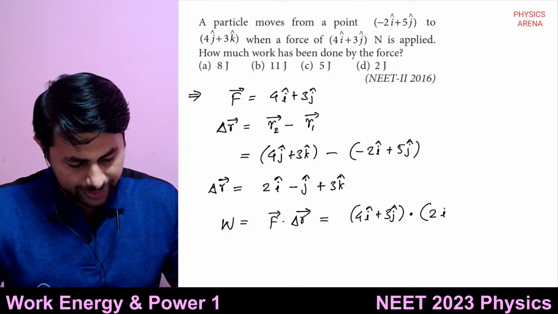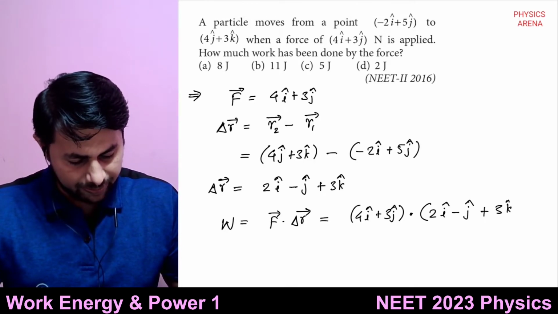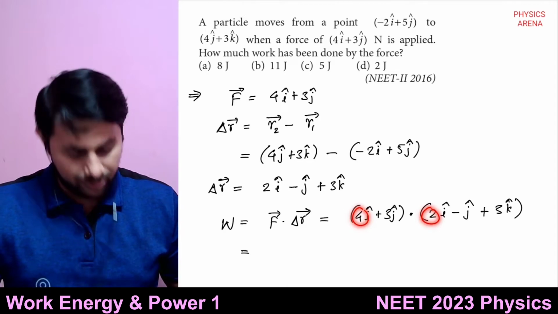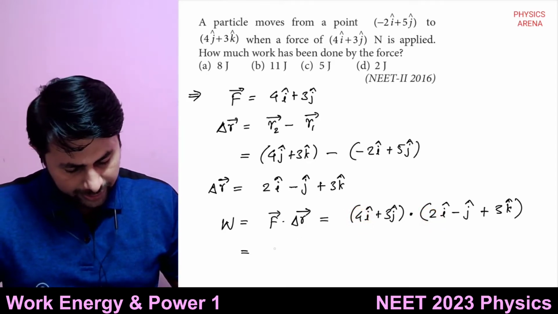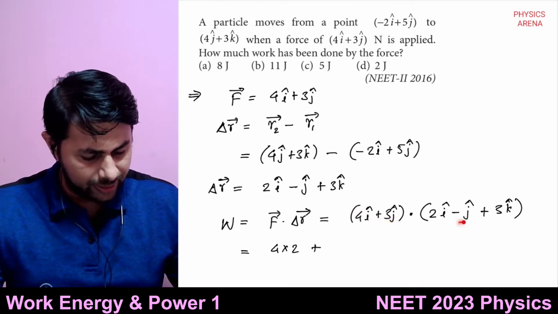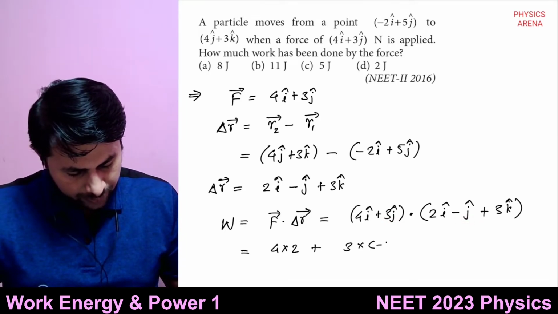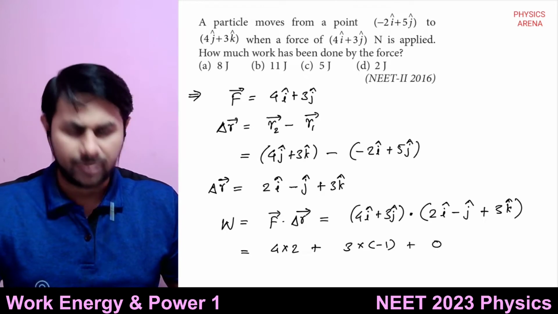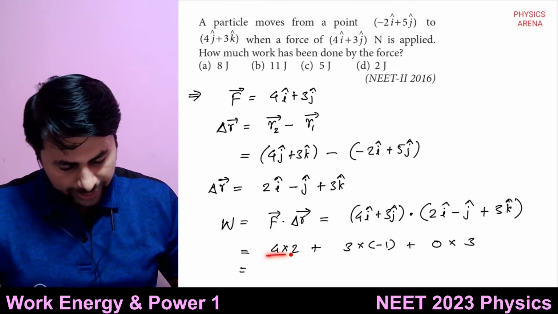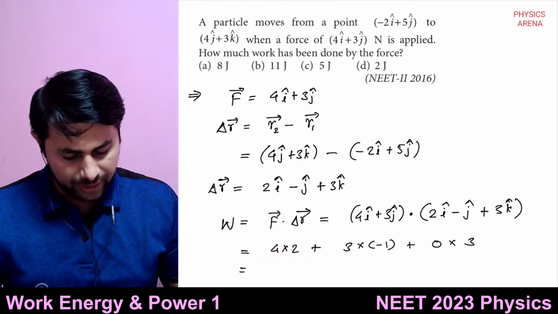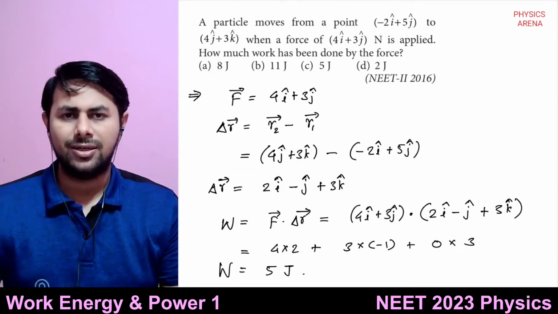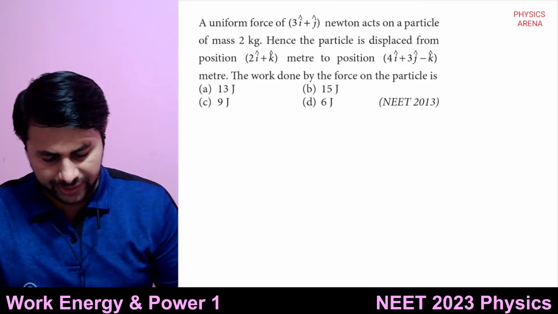It's dot product with 2 i cap minus j cap plus 3 k cap. So this is equal to x component with x component, so 4 times 2, plus y component with y component, 3 times minus 1, and z component with z component. The z component is 0, and 0 multiplied by anything is 0, so 0 multiplied by 3. So you have 4 times 2 is 8, 3 times minus 1 is minus 3, 8 minus 3 is 5. So 5 joules is the answer. Simple. So let's see the next question.